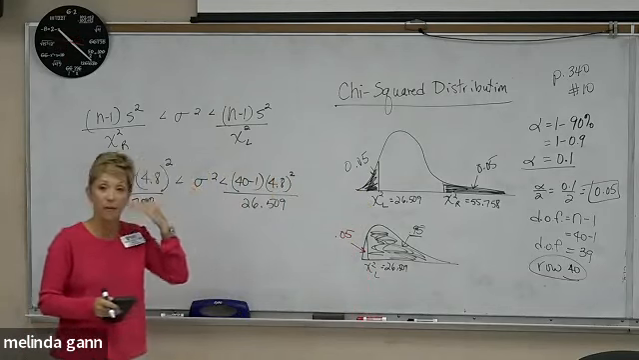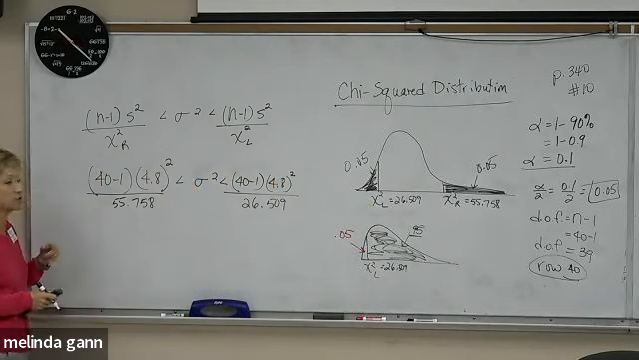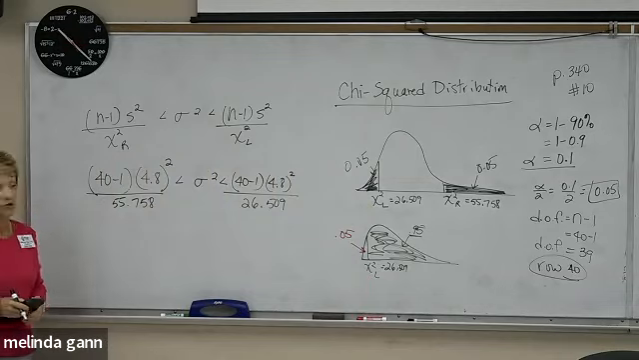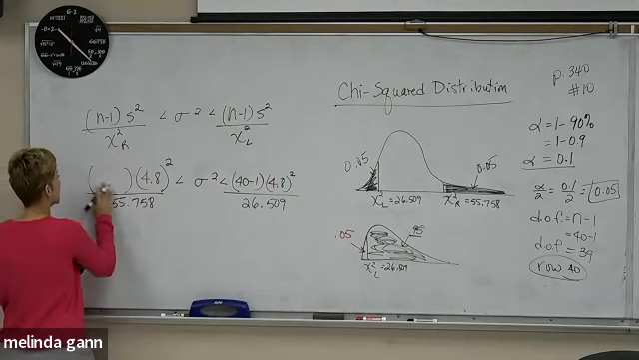You've got to follow your order of operations. So what am I going to do first? What's the first thing I do in order of operations? Parentheses. So I've got to do 40 minus 1. What's that going to get me? 39. Now, I'm not going to waste the marker, so I'm just going to do it right here.